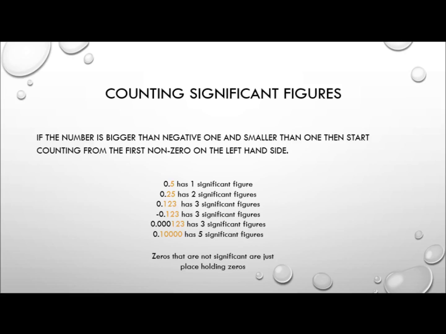So 0.100000 has five significant figures. Well, if I counted the zeros correctly, there's 1, 2, 3, 4 zeros after the 1, so there's five significant figures. Zeros that are not significant are just placeholding zeros. They're there to make sure all the other numbers have the correct value.